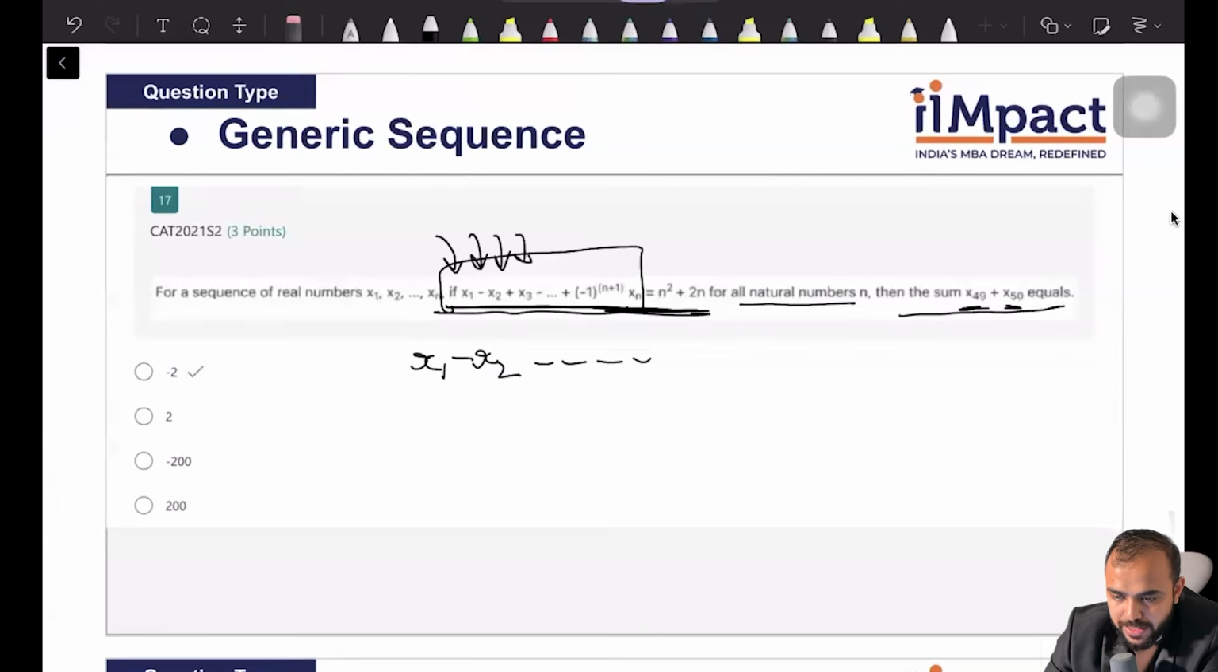So let me put n is equal to 48. So I'll get minus 1 to the power 49. The last term will be minus 1 into x48. This is 48 into 50. Now the next I will put as 49.